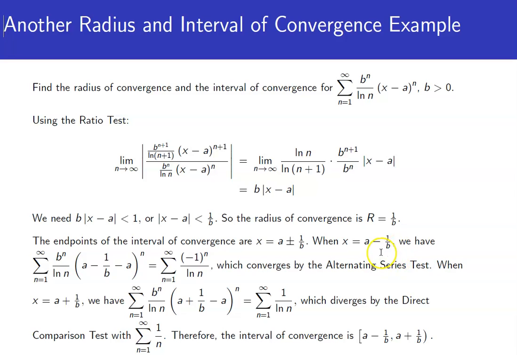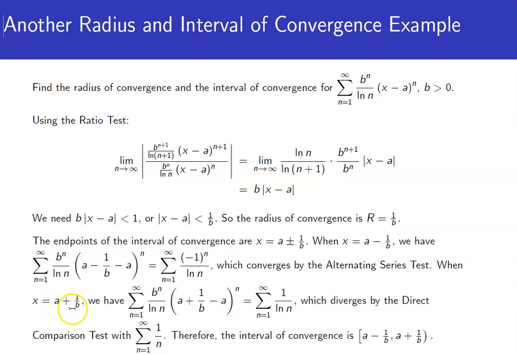When x is equal to a minus 1 over b, plugging that in for x, we subtract the a off the a minus 1 over b, so we're just left with negative 1 over b to the n. Your b to the n's will cancel, so we're just left with negative 1 to the n over natural log of n. This is an alternating series, and the terms are going to 0 and they decrease, so it'll converge by the alternating series test. Again, remember that this is a typo. These should be starting at 2, not 1. And these two as well.